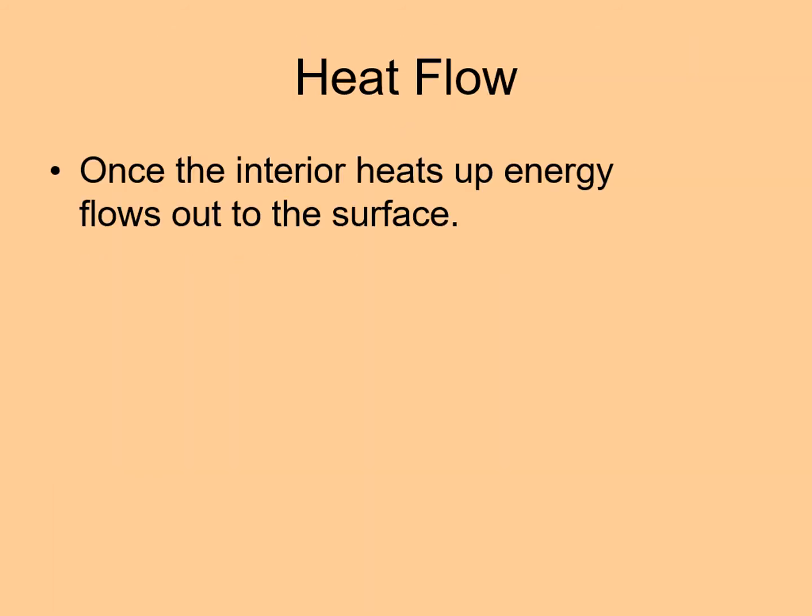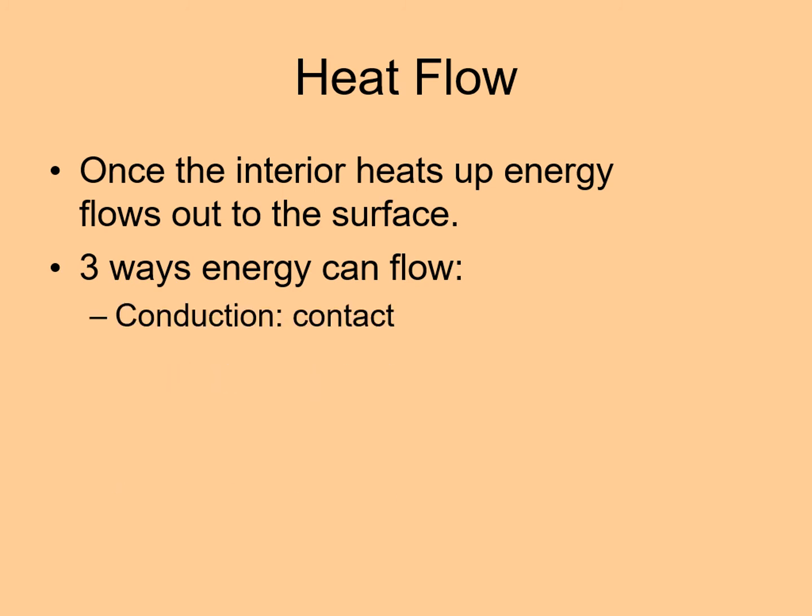Now that we know where the heat comes from, we need to look at what happens to it. How does it get out of the planet? In general, there are 3 ways heat can flow inside a body. The first and the slowest of these is conduction.